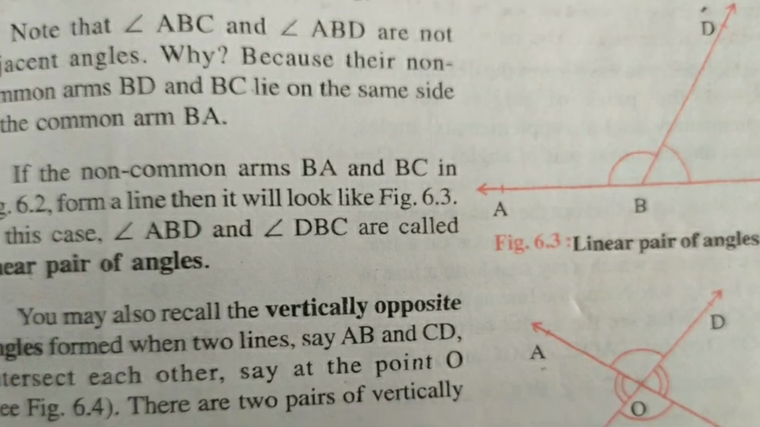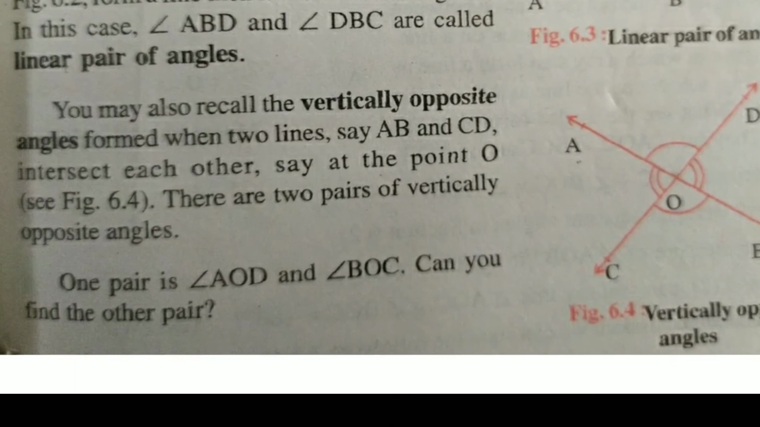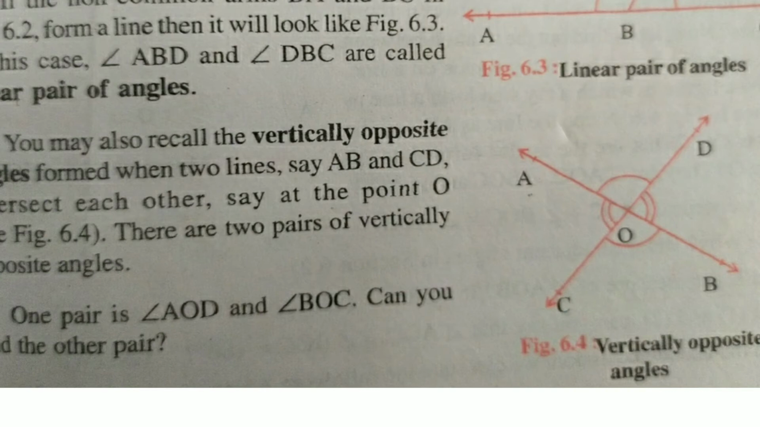vertically opposite angles. Do you know what vertically opposite angles are? When two lines AB and CD intersect each other, say at point O, they form two pairs of vertically opposite angles. One pair is AOD and BOC, the other is AOC and DOB. So these two pairs are vertically opposite angles.